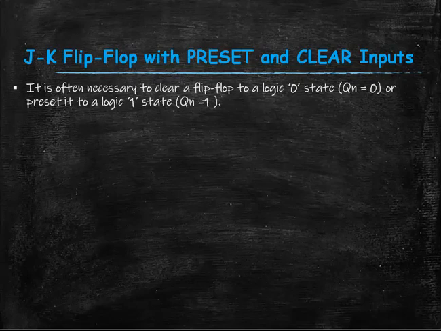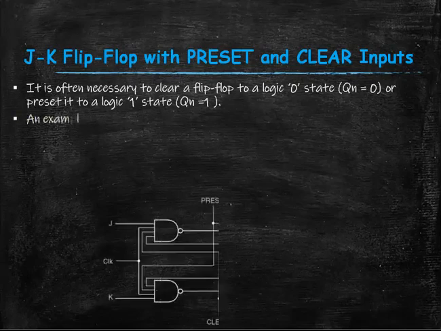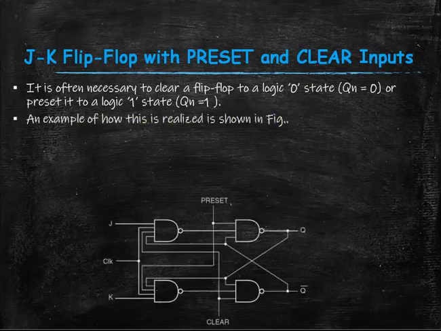It is often necessary to clear a flip-flop to a logic 0 or preset to a logic 1. This figure shows how we can implement such a JK flip-flop. The figure shows such an implementation.